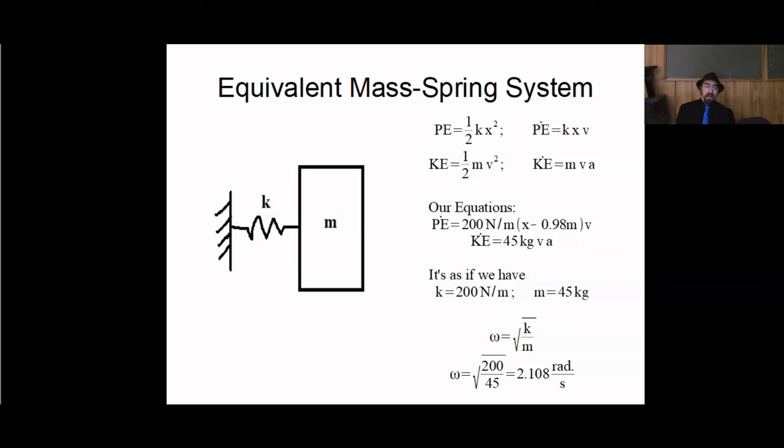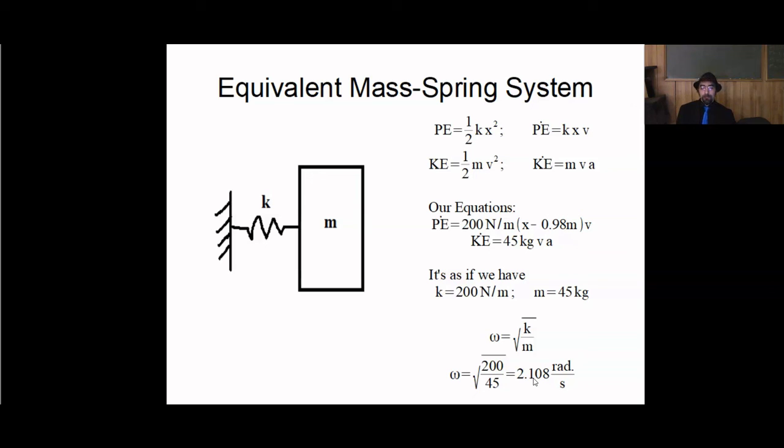Now, you might have seen the formula that angular frequency for this simplest of harmonic oscillators is square root k over m. Sure enough, if I pretend that my k is what it actually is, 200 newtons per meter, but I pretend that my m is 45 kilograms, I take the square root of 200 over 45, I get the same 2.108 radians per second.